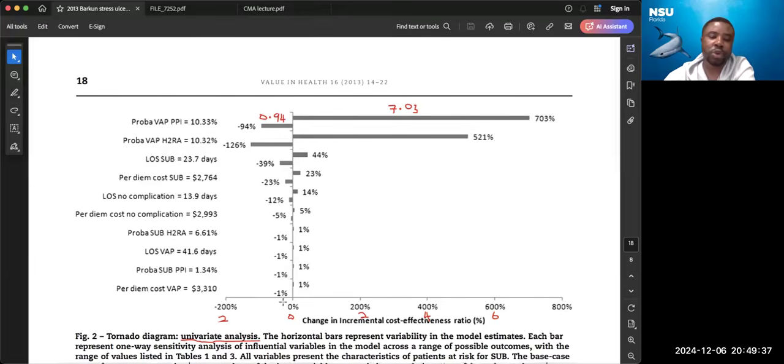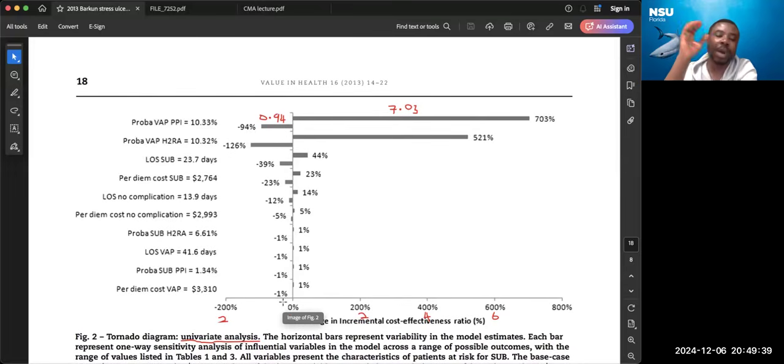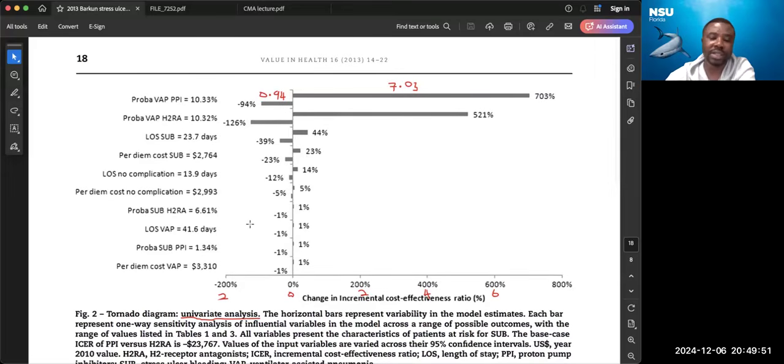3,310. So in this diagram, all that I want you to know is that the top one is the most sensitive. This one is the least sensitive. It's in this order. And also just know that this is done for just one-way sensitivity analysis. That's all I want you to know in this diagram.